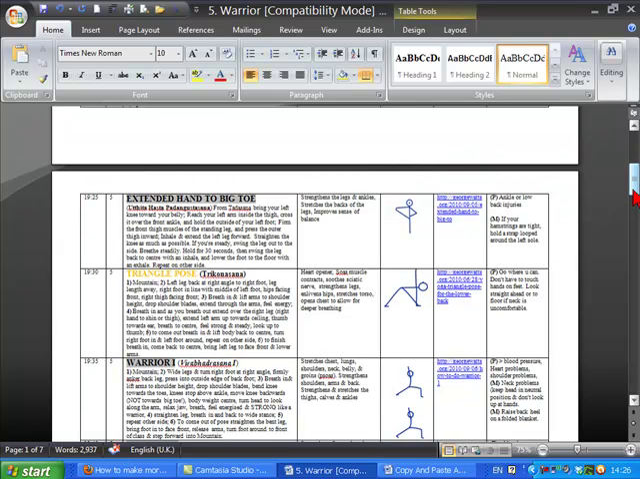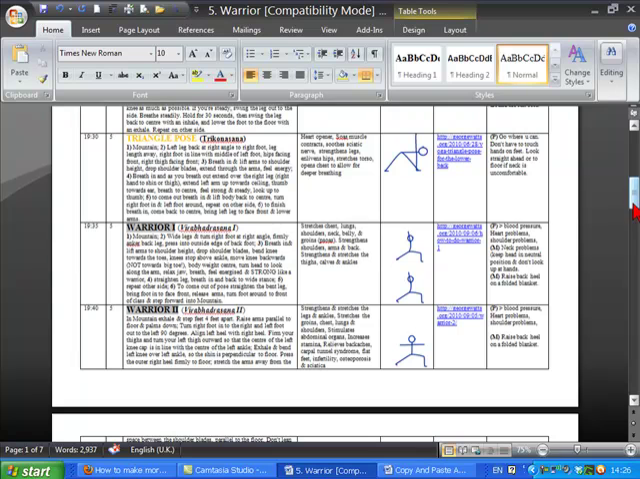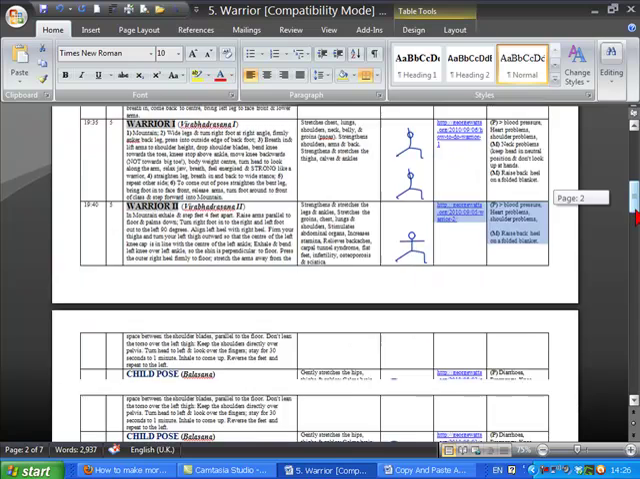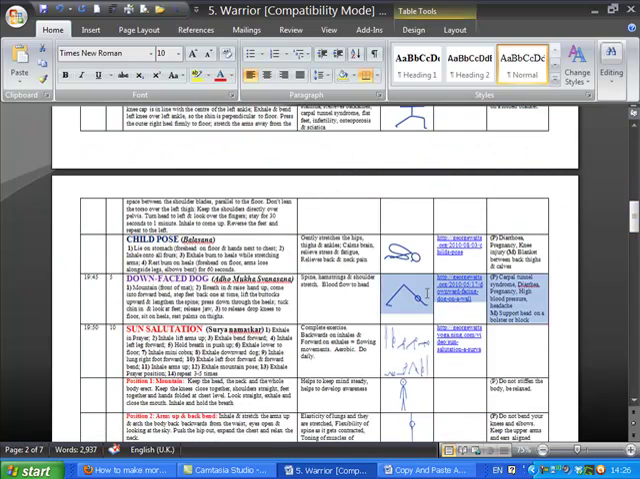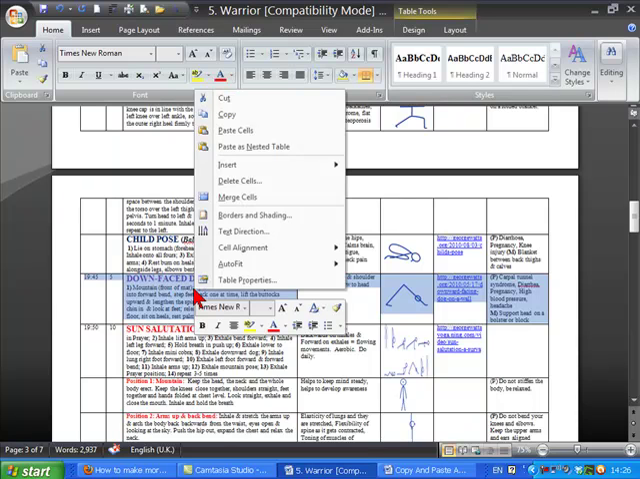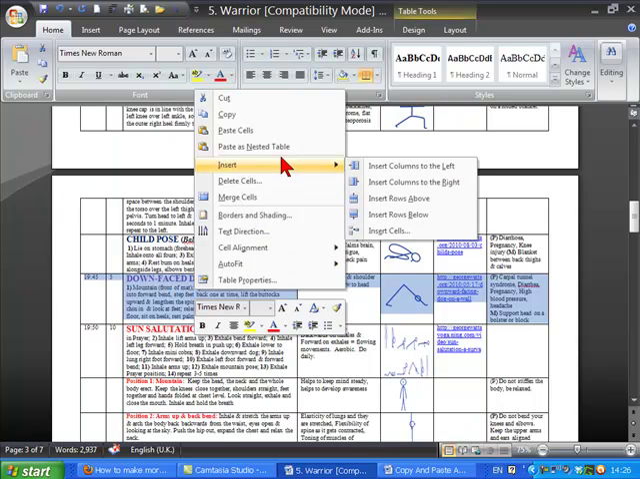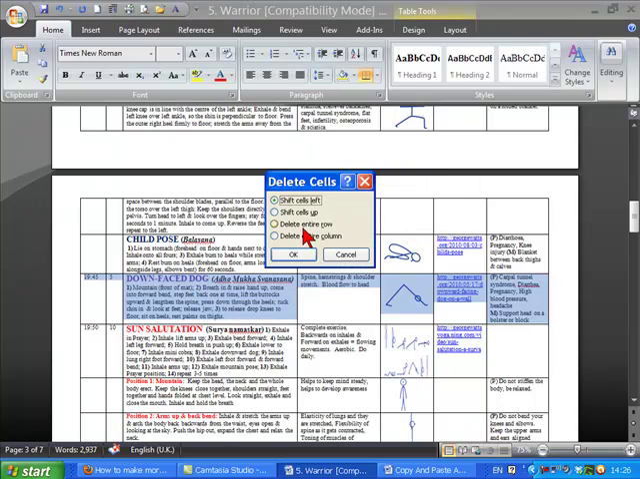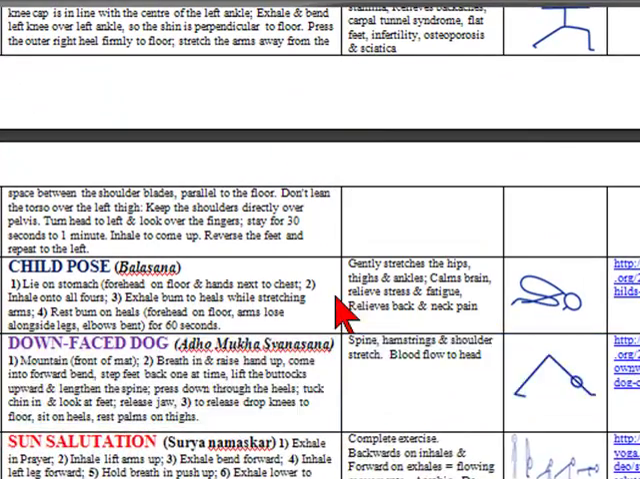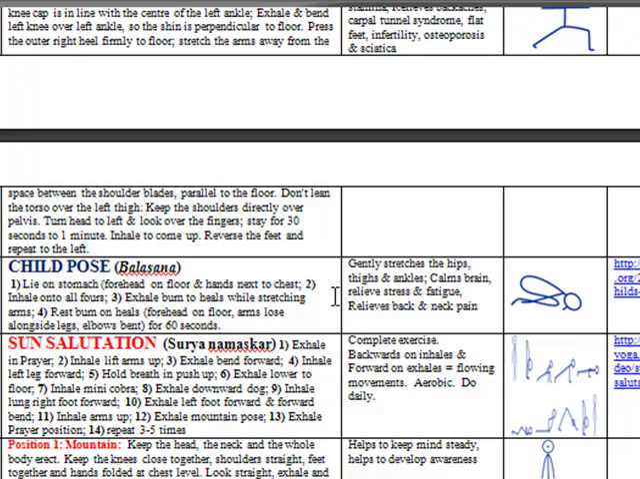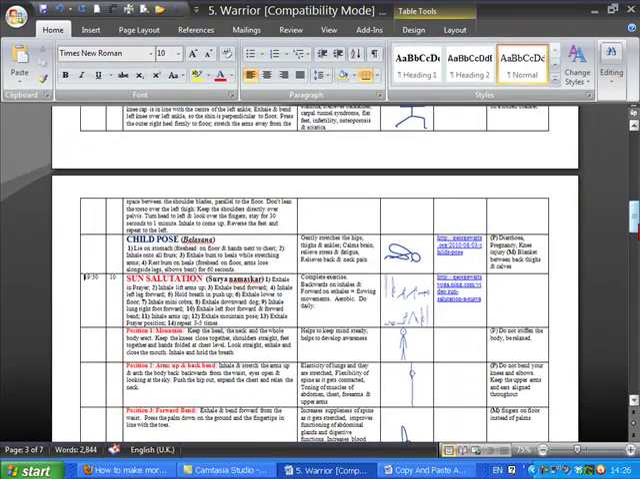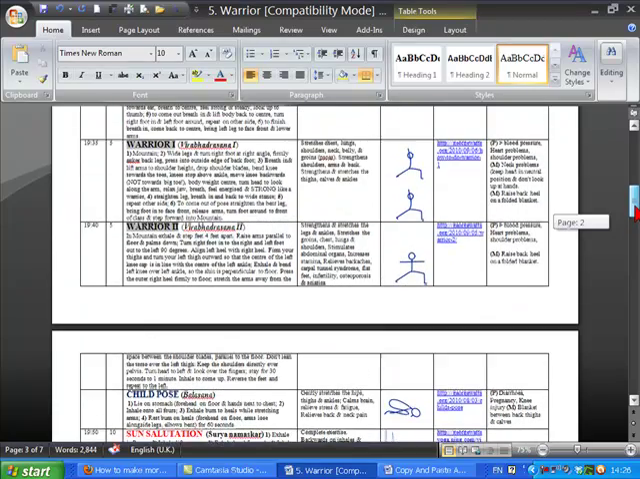So if you did want to take out a posture, say I wanted to take out warrior 2, or not warrior 2, probably here I'd take out downward facing dog. I'd highlight everything there, right click, and then go to delete cells, and it asks if I want to delete. I want to delete the entire row, so I select that and click OK, and bang, it's gone. So very, very simple, very flexible, and that's how it's done.